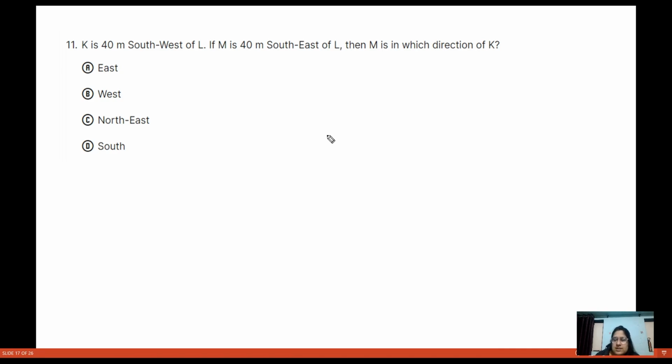And if you do not see it in this way, you can see it in this way. If we place L here, southwest of L is 40 meter this side and southeast of L is 40 meter this side.